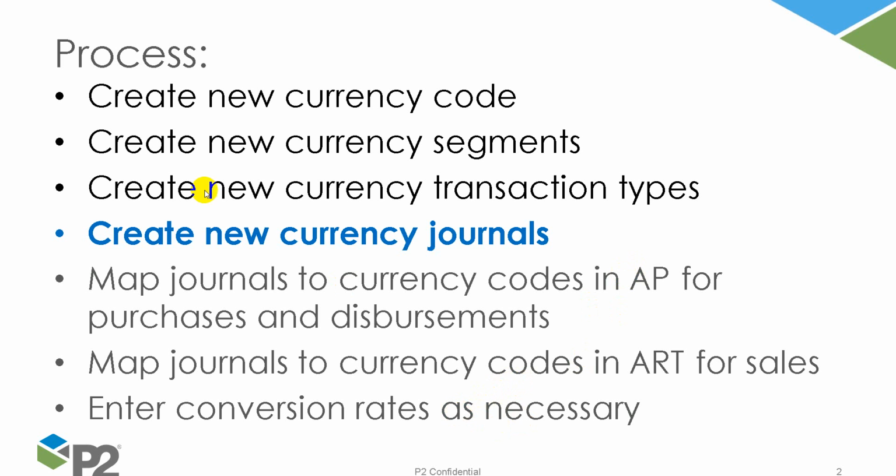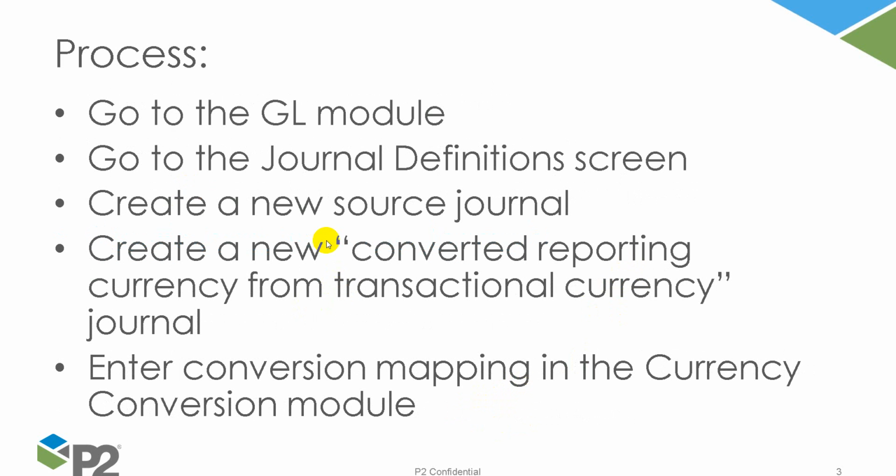So let's see that next step, which basically is going to the GL module, going to the journal definition screen, creating a new source journal for GBP. Then we will create a new converted reporting currency from transactional currency journal. So in this case, converted US dollars from GBP journal. And then we will enter the conversion mapping in the currency conversion module. Let's take a look at that process.